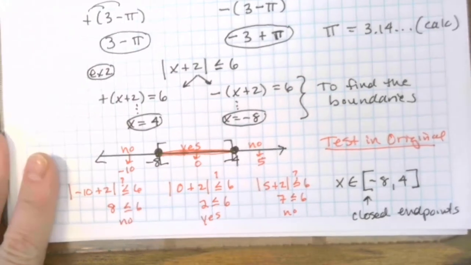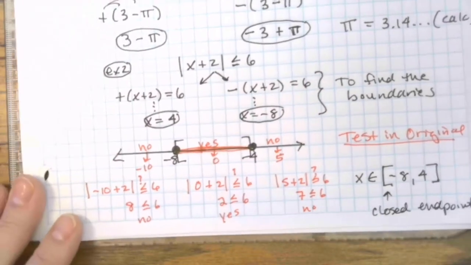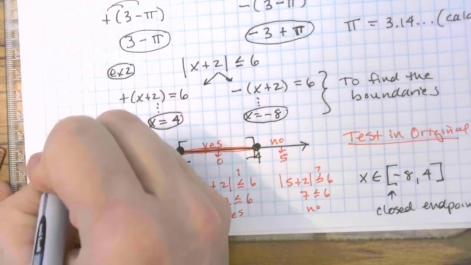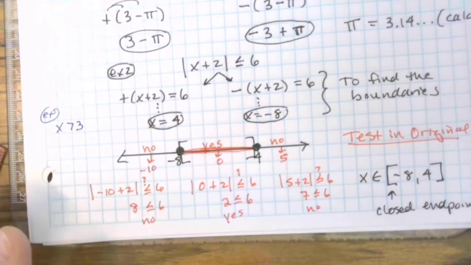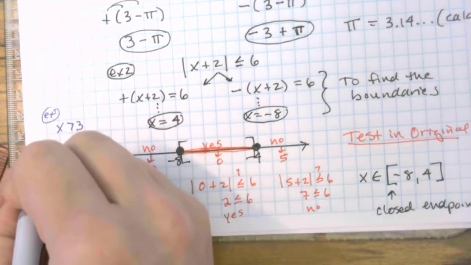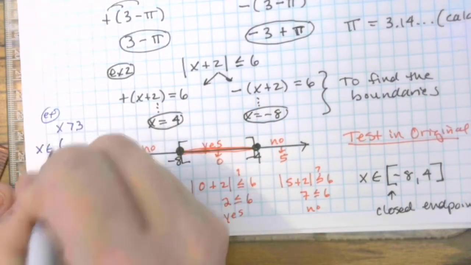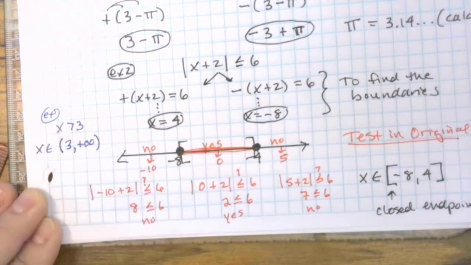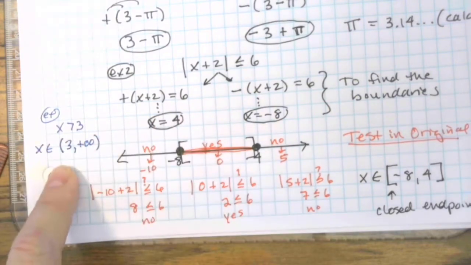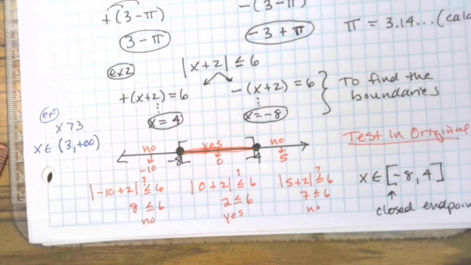And just in case you've not seen interval notation before, if it was something like x greater than 3, not equal to 3, it would be x is an element of, you'd have a parentheses for the 3, and it would go up to positive infinity. Because it's greater than and not equal to, it would get a parentheses.